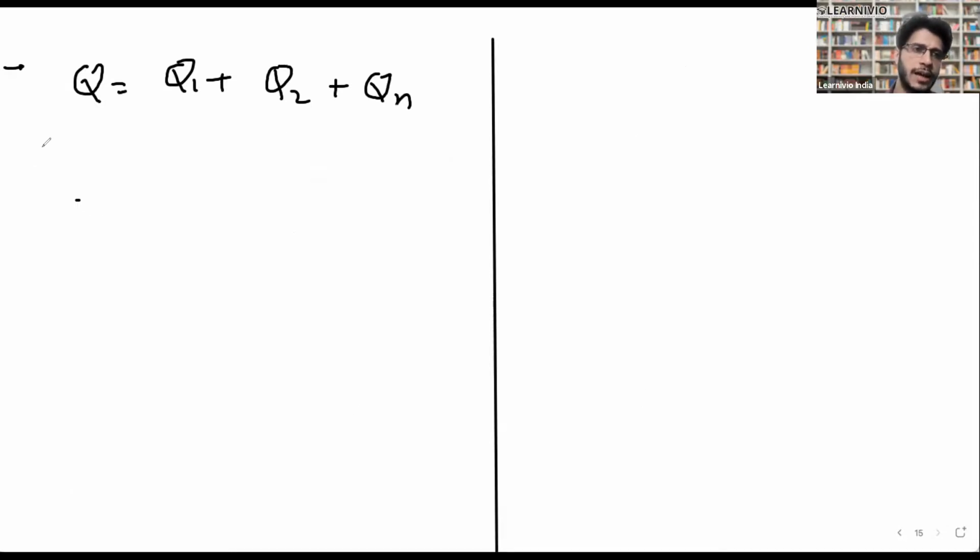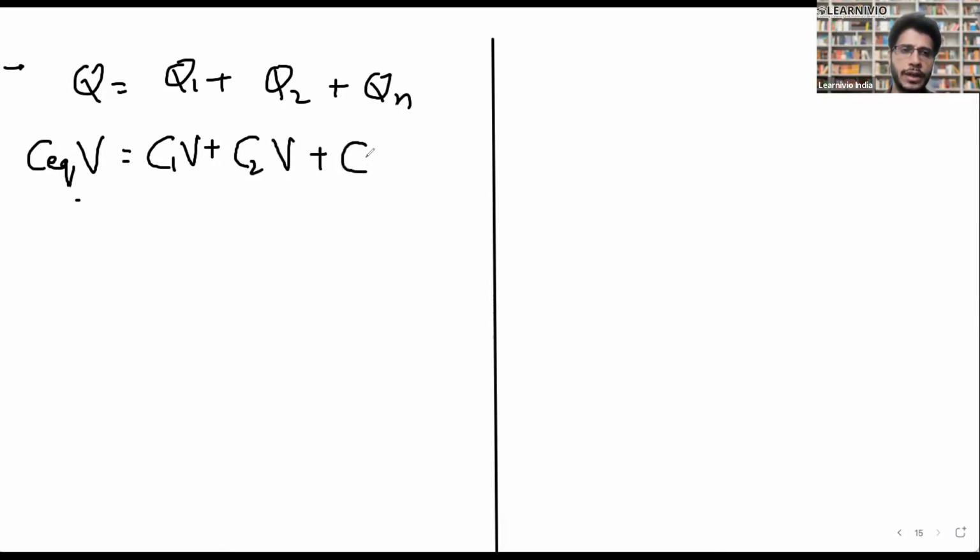Q I can write as Q is equal to CV. I can write this as C equivalent into V. Q1 I can write as C1V, Q2 I can write as C2V, Qn I can write as CnV. So this V, this V, this V, this V gets cancelled. And we get C equivalent is C1 plus C2 plus Cn.